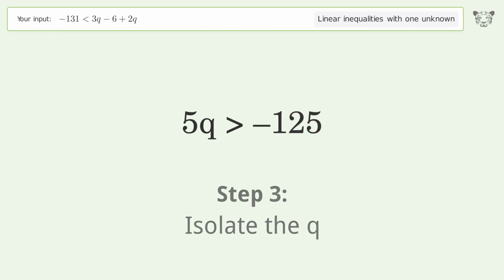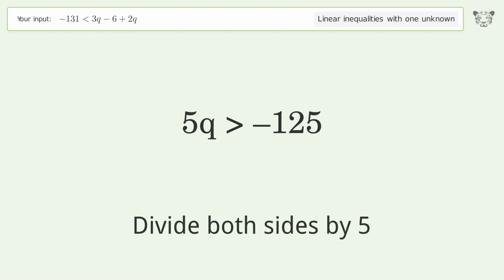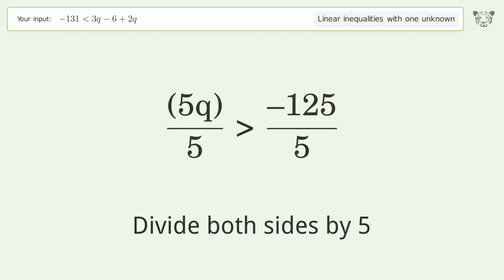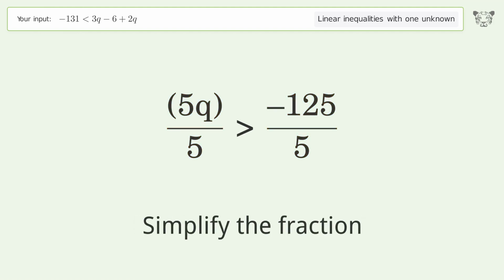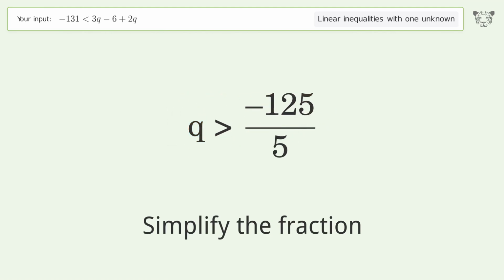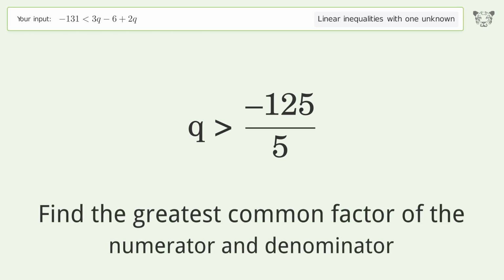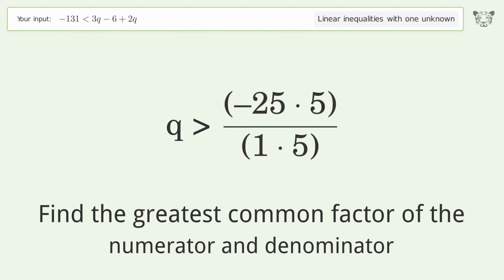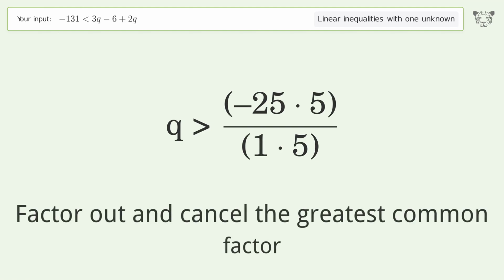Isolate the q. Divide both sides by 5. Simplify the fraction. Find the greatest common factor of the numerator and denominator. Factor out and cancel the greatest common factor.